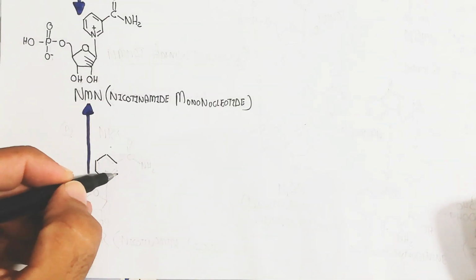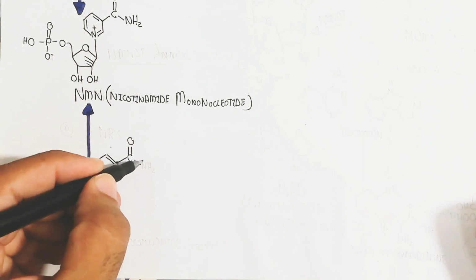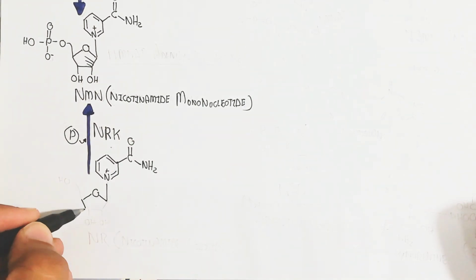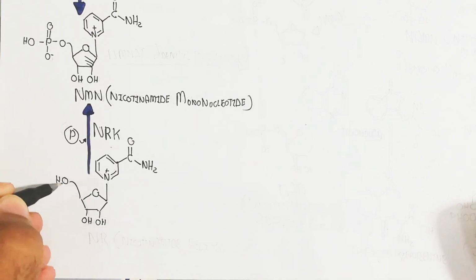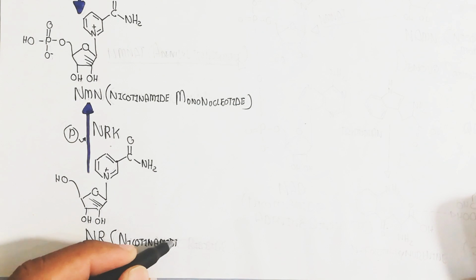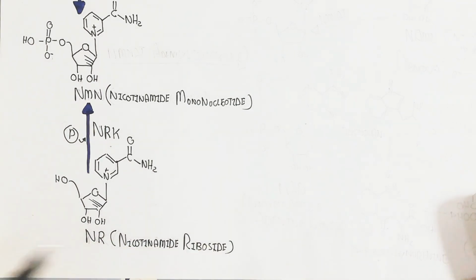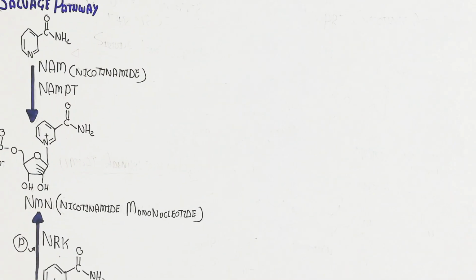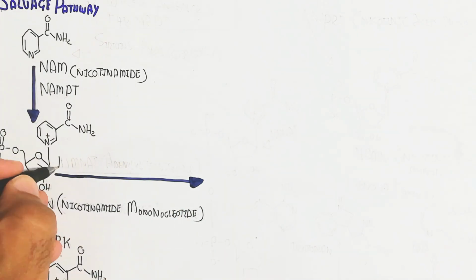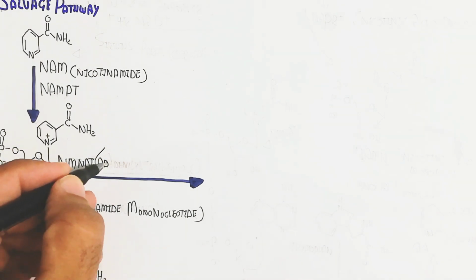This is nicotinamide riboside, which is also included. Why? Because the NMN is formed from the addition of NR and NAM. So the nicotinamide riboside kinase enzyme will lead to phosphorylation of this to produce the NMN. NMN is the nicotinamide mononucleotide.